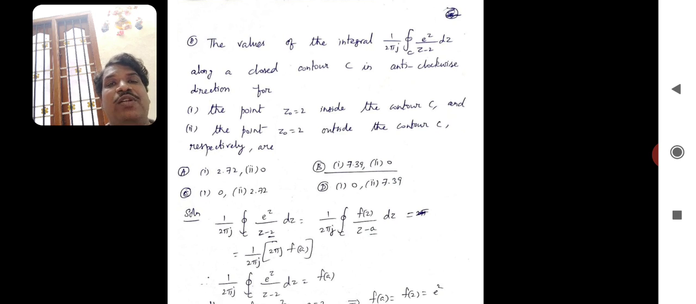First of all, we check the order of the pole z0 equals 2. For the given integration, z0 equals 2 is a pole of order 1, because z minus 2 is the only factor present in the denominator. So it is a pole of order 1, or I can say a simple pole. And it is given in the condition that the pole lies inside the contour C. Therefore we are going to apply Cauchy's integral formula. So I am going to consider the given integration and compare it with Cauchy's integral formula.